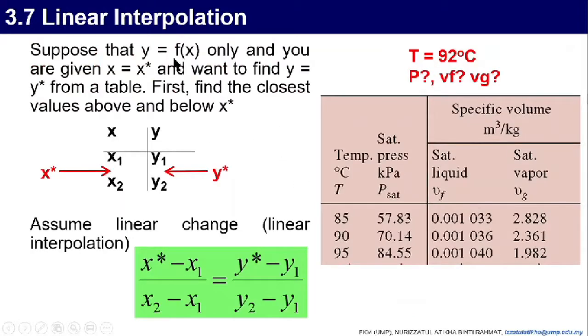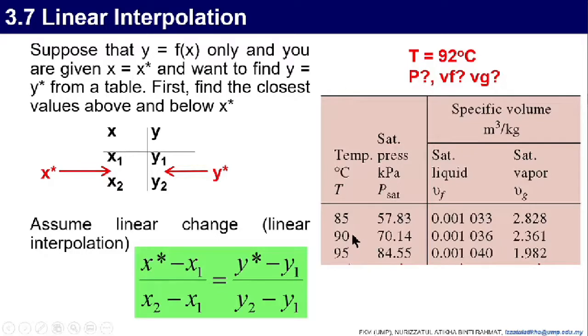Okay, how to calculate linear interpolation? Suppose that y equals f(x) only and you are given x equal to x star and want to find y equal to y star from a table. First, find the closest values above and below x star. For example, x star is 92 degrees, and you want to calculate y star. The question asks for 92 degrees, so the closest values are 90 and 95.